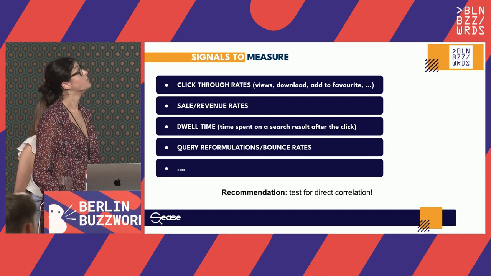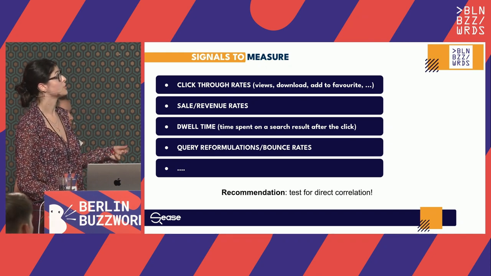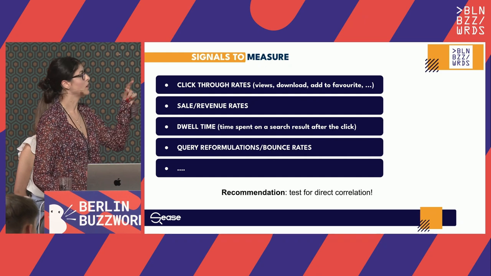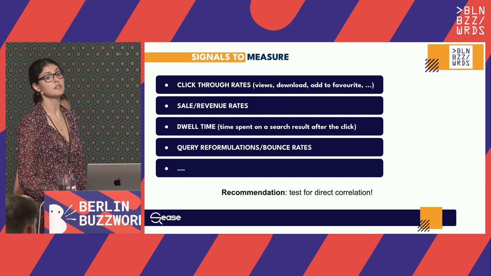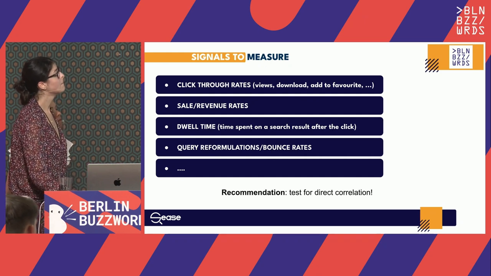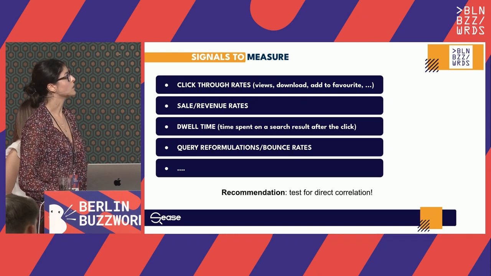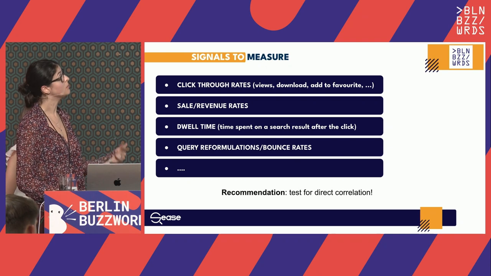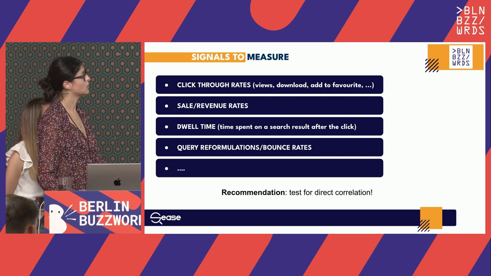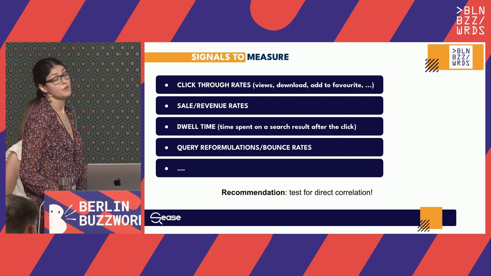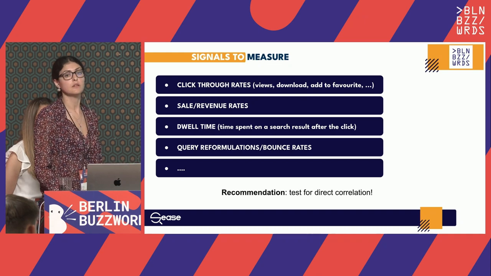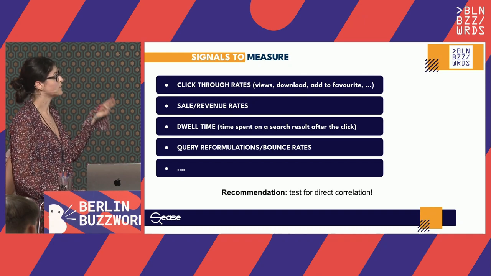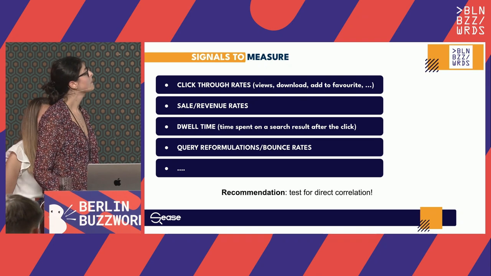Then there are various metrics that you can measure online. Each of these metrics models a certain aspect of the search quality. We have the click-through rate, the most common one, that is calculated by dividing the total clicks by the total views a product or document received. If you have an e-commerce, it could be useful to calculate also the sales and the revenue rates.